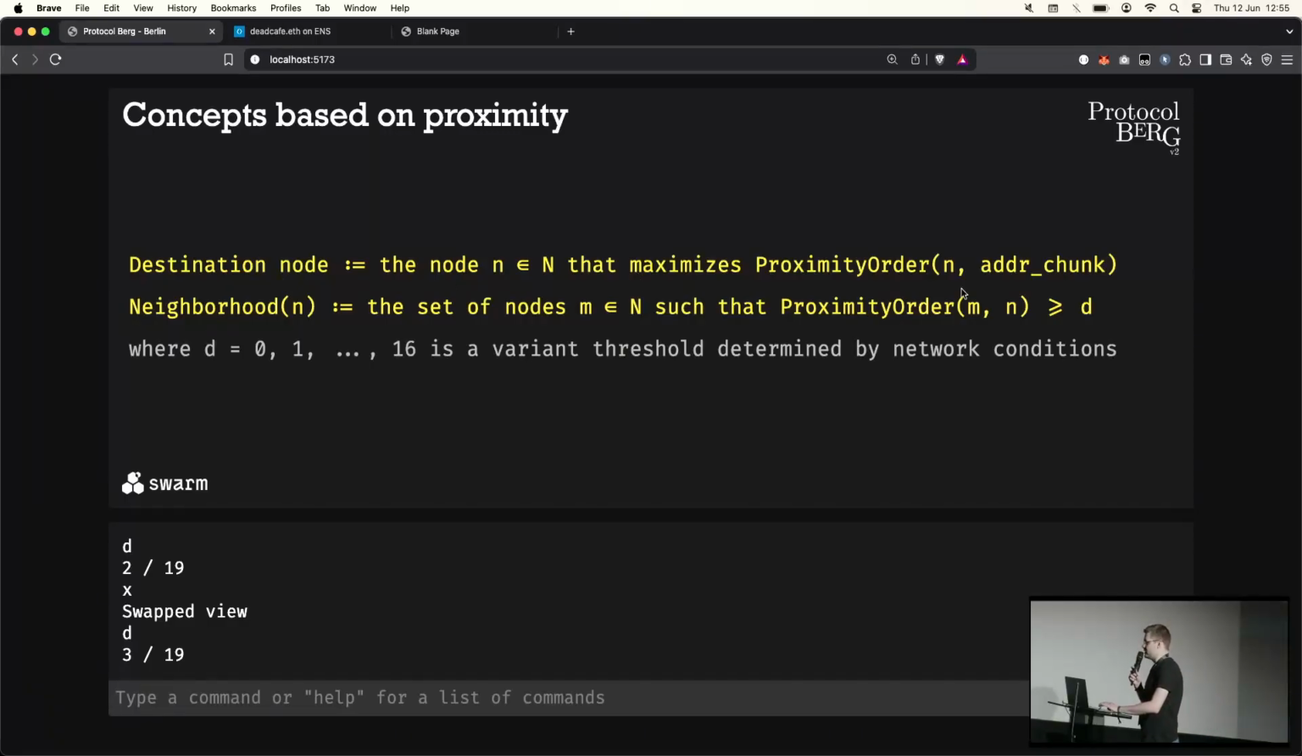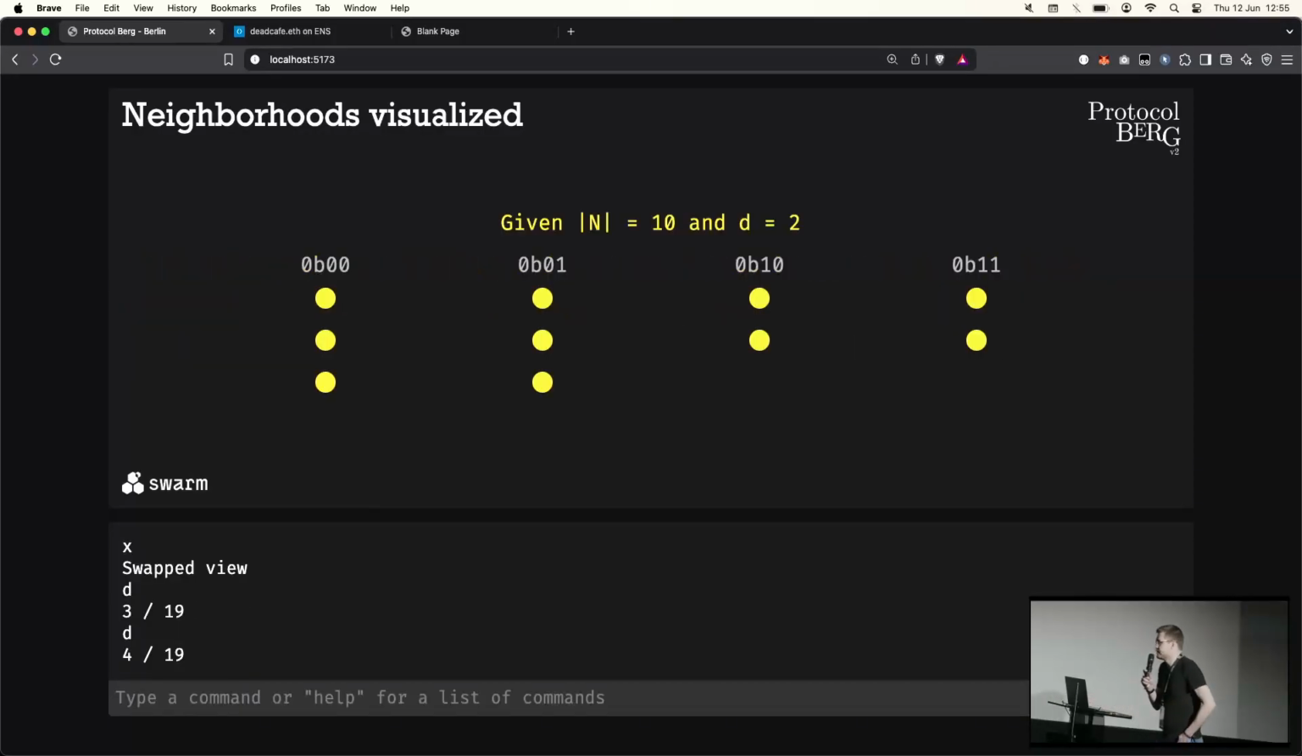So we are going to use the value D, network depth, and we are going to visualize it. So here's our network. We have 10 nodes, so the yellow dots are the nodes, and we are at depth 2. That means neighborhoods are forming where there are 2 matching leading bits in the node addresses. So in this first neighborhood, all 3 nodes have binary 00 bits for their node addresses.